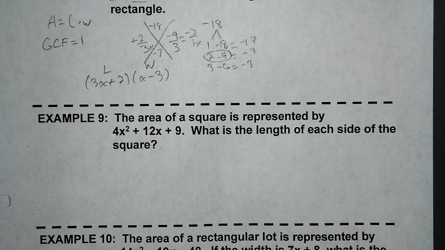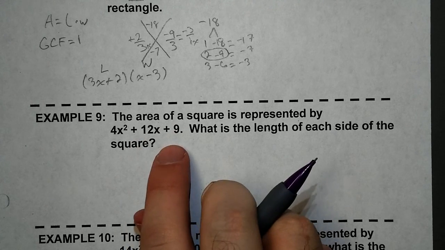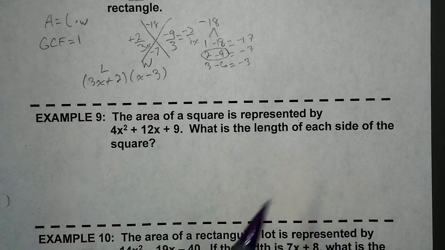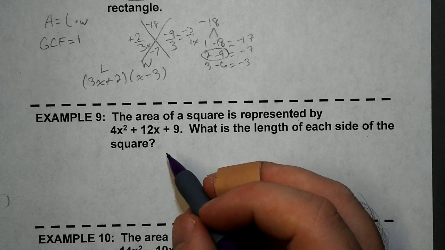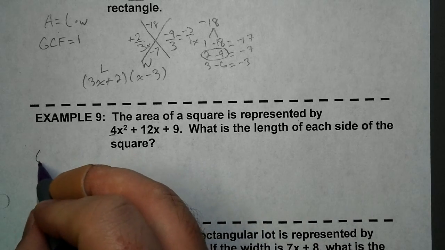Let's look at example 9. The area of a square is represented by 4x squared plus 12x plus 9. What is the length of each side of the square? Well, if you remember, a square, it's going to be side times side, or another length times width. So basically, we just need to take this and divide it out and find the two factors, just like on the last one. I see an a value other than 1, so let's start out with that GCF.